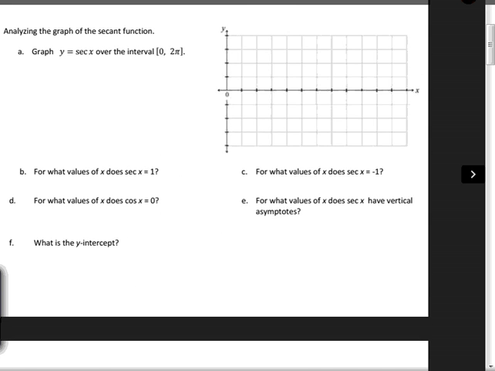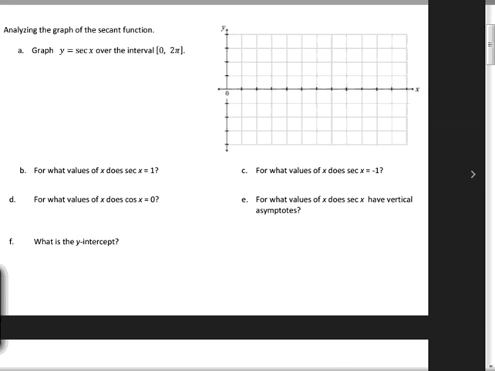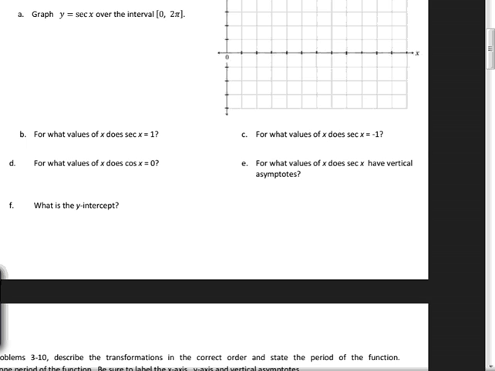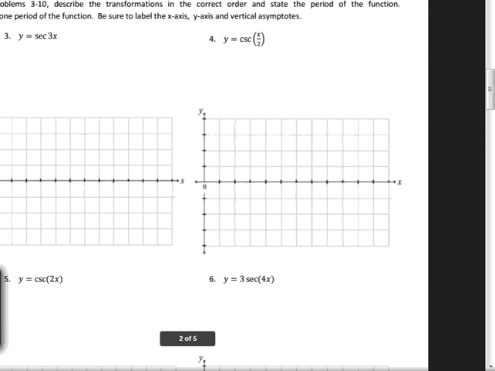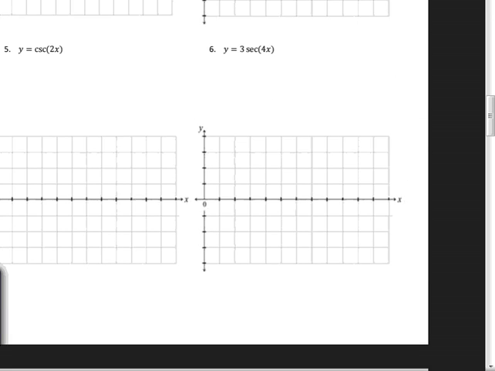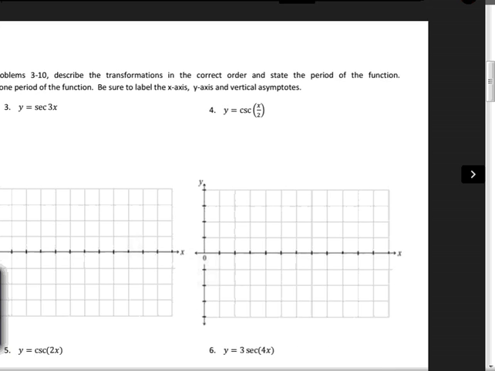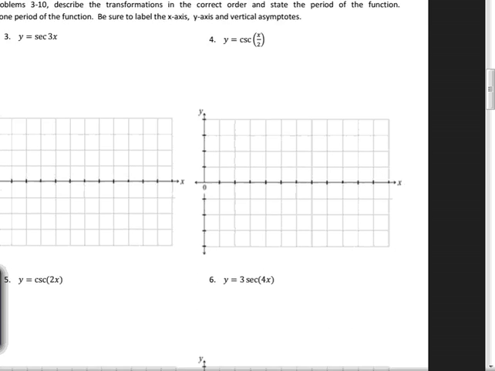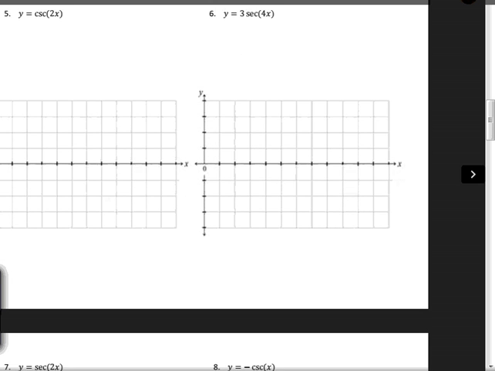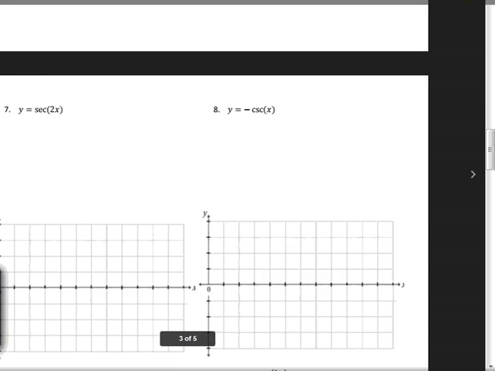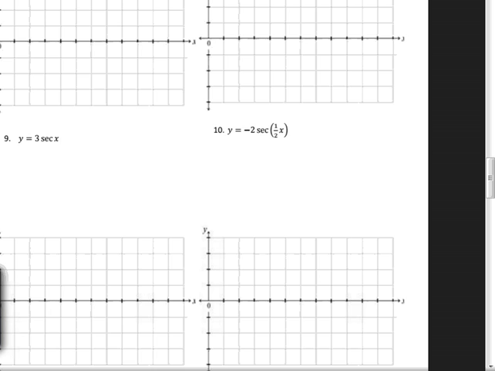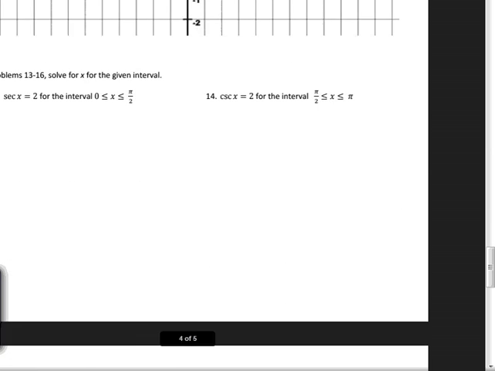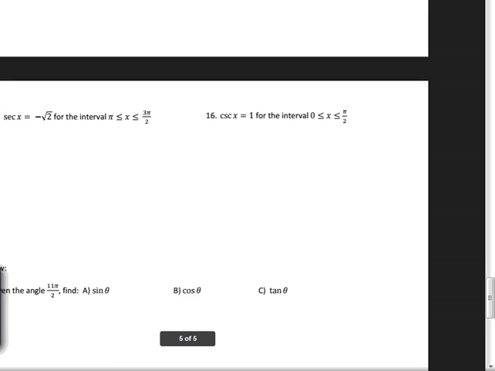Now I'm going to go down here to number 2. Definitely need you to do this one because it's the base. Secant rides on top of cosine. And then there's a couple where we got to do some stretches and stuff. I'm going to cut this down a little bit because this assignment's a little bit longish. I'm going to let you skip number 3 and number 5 and number 7 and number 9.